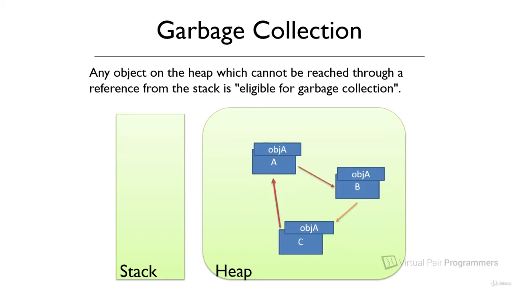The other possibility is circular references. Here we've got an example of three objects that all reference each other, but none of them are reachable from the stack, so they're all garbage. They're all eligible for garbage collection.